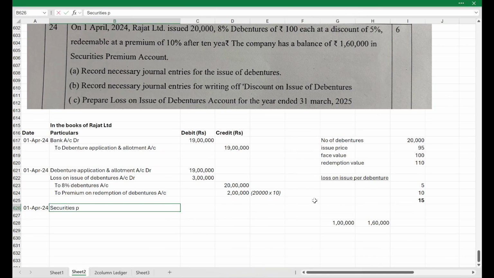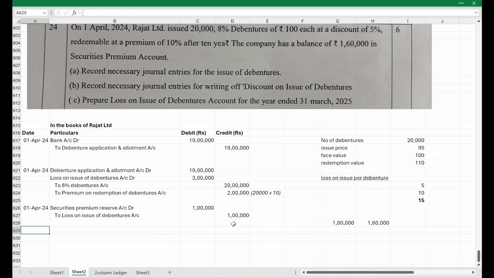Securities premium reserve account debit to loss on issue of debentures. Be very clear about it, because we have not written any ledger called discount on issue of debentures. We have grouped everything under loss on issue of debentures only. The portion that we are writing off is only the discount portion, but the amount is still sitting in the overall loss only. Therefore, when you write it off, you have to use that loss on issue of debentures ledger only. So this is the entry for the second requirement, writing off discount on issue of debentures.